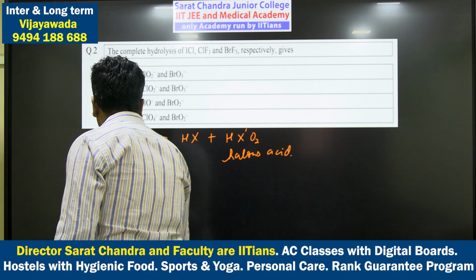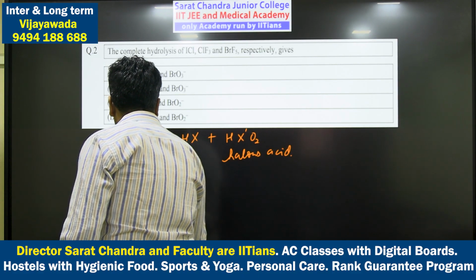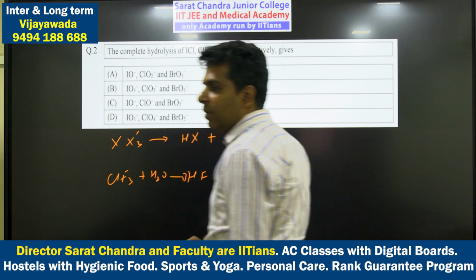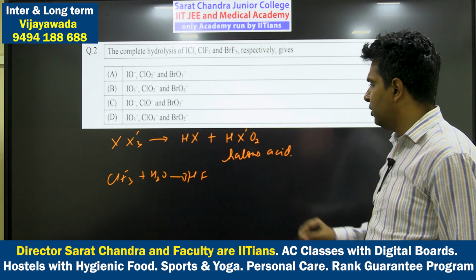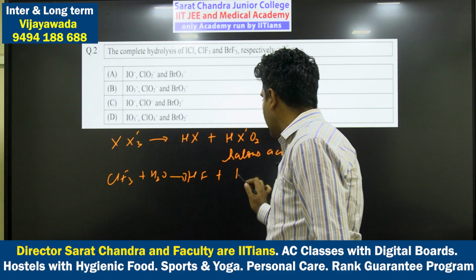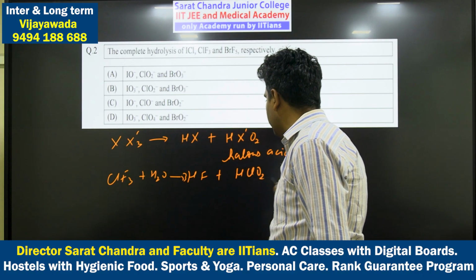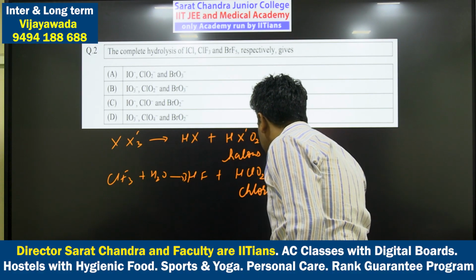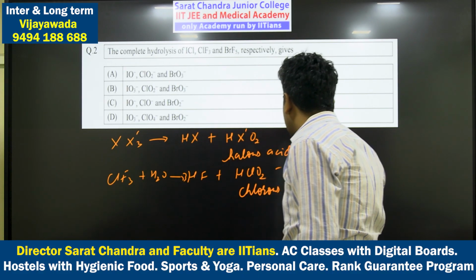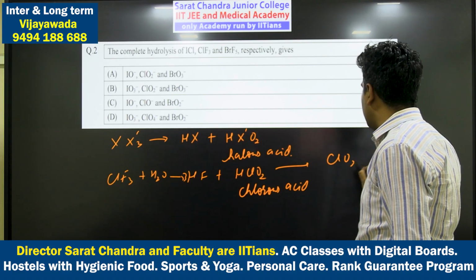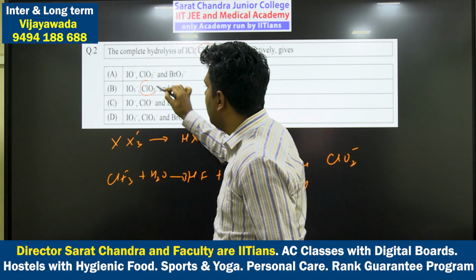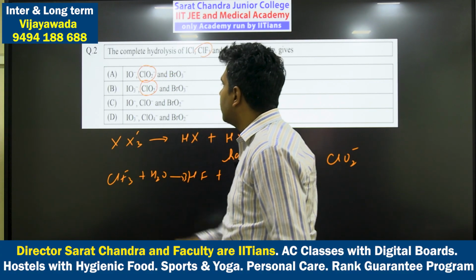ClF3 is a compound of this type. So on hydrolysis, fluorine is more electronegative, so that will be at the negative oxidation state. So HF will be formed and HClO2 will be formed. So this is chlorous acid. Halous acid, that is chlorous acid, is formed in this case. So the ion coming is ClO2 minus. So from ClF3, the ion coming is ClO2 minus.